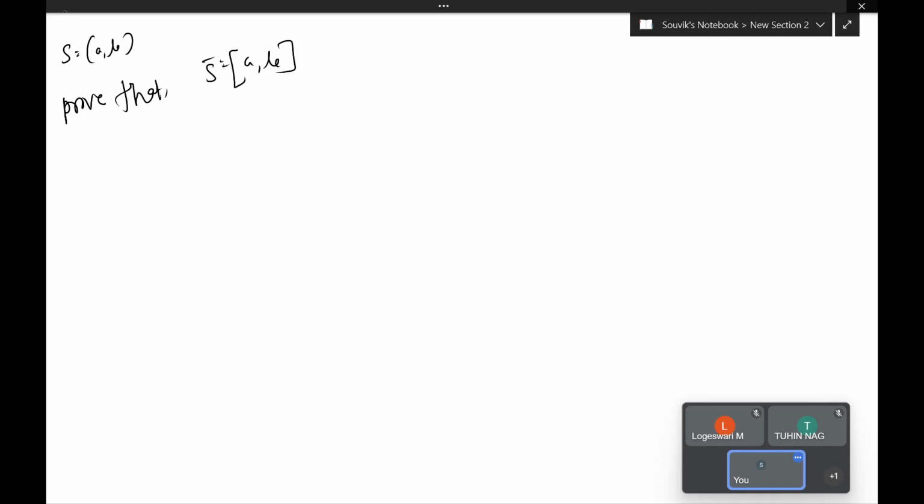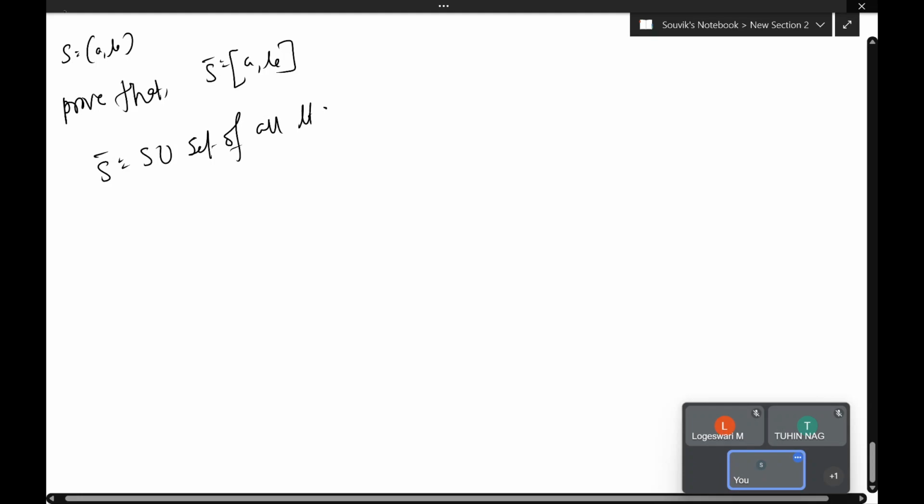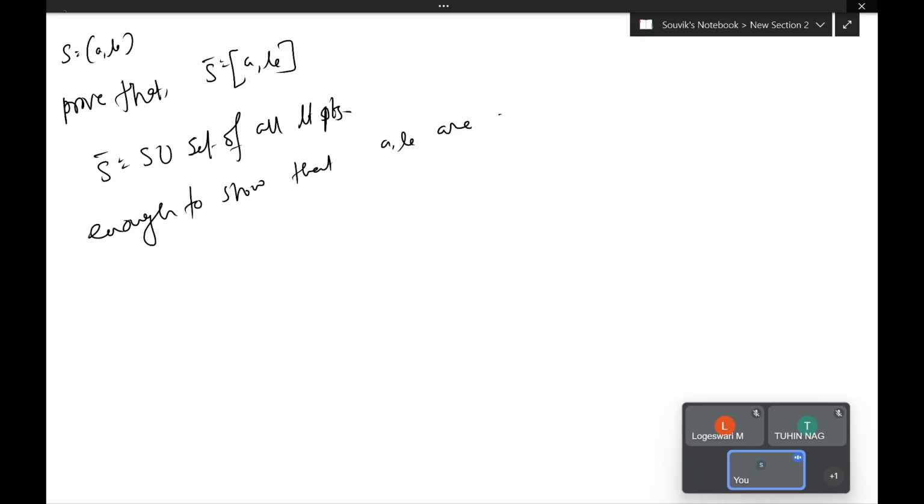Well, so take S to be (a, b). We need to show that the closure of S equals the closed interval [a, b]. So what is this? By definition, the closure of S equals S union the set of limit points. So it is enough to show that the points a and b are the only limit points of S.